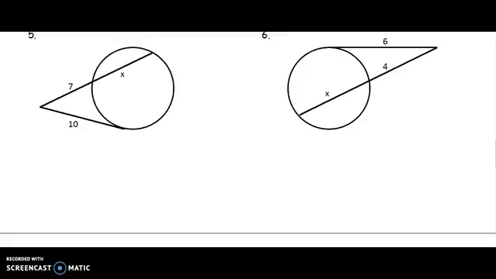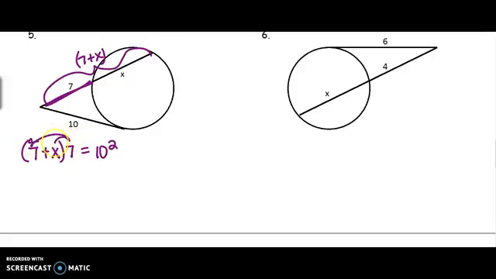For number 5 and 6, we have secant, tangent. Secant, tangent, remember, is the whole, just like we did before. So we have a whole, which is 7 plus x, times that outside piece is equal to your tangent squared. So here it is very important for you to know the difference between secant and tangent. Which one crosses the circle twice and which one just touches the outside. Because then it's going to help you figure out how to set up this problem.